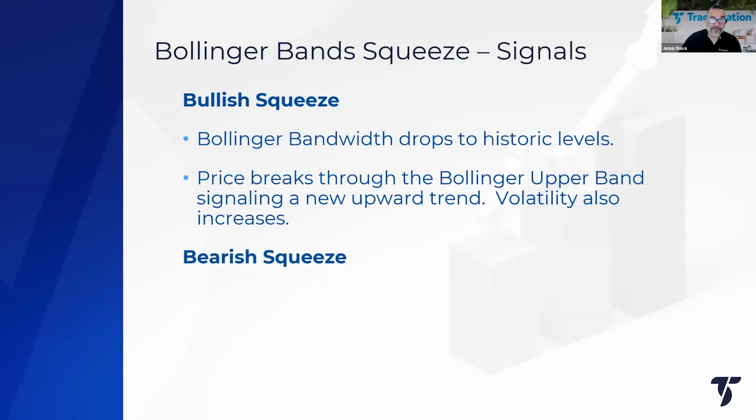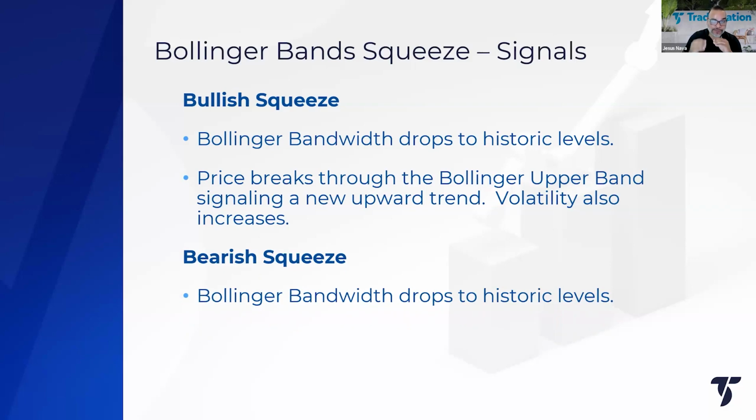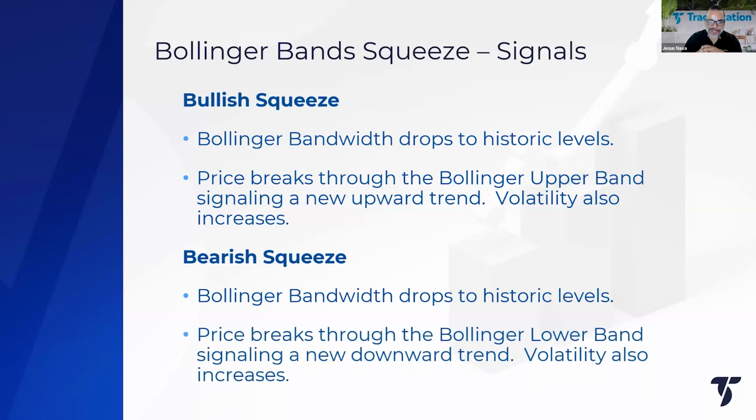On the bear side, we're looking for something similar. We're looking for the bandwidth to drop to historic levels. So on both sides of the market, if you're bullish or bearish, the Bollinger bandwidth dropping to historic levels is something that we're looking for because that signals a squeeze. It's a prelude of something that's going to happen, and a breakout needs to be identified. So in a bearish squeeze, we're looking for that historic level on the Bollinger bandwidth, but at the same time, we're looking for the price to break the lower band on the Bollinger Band.